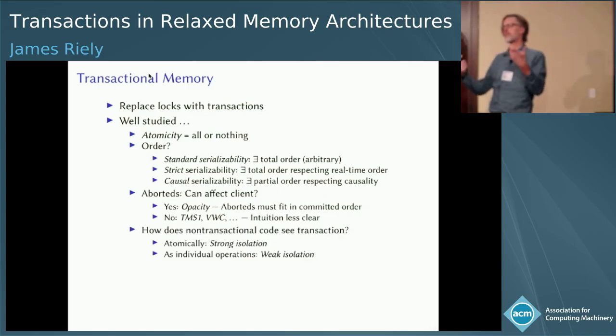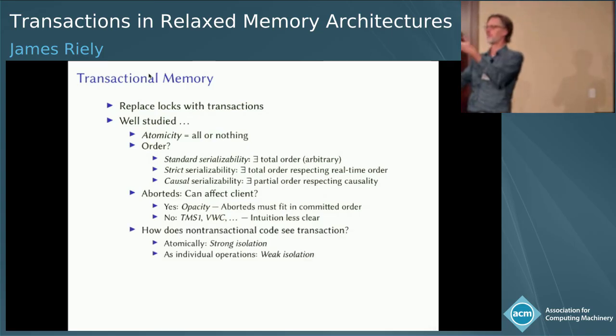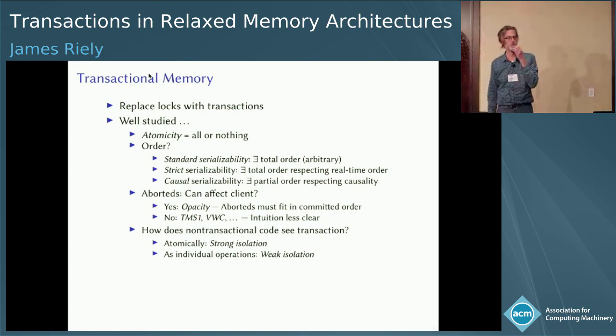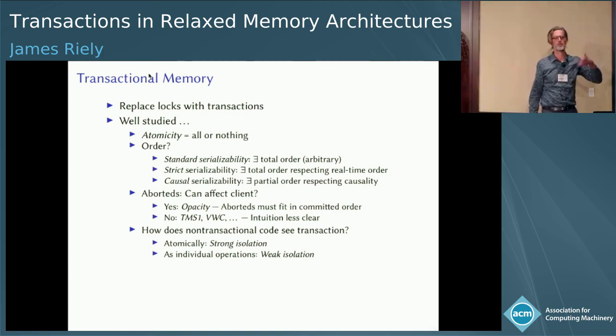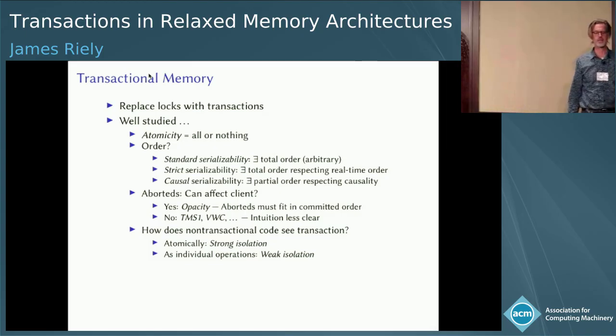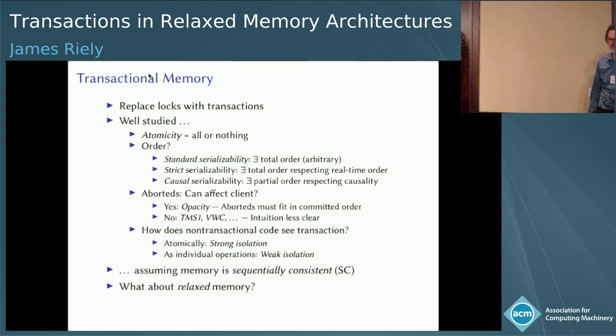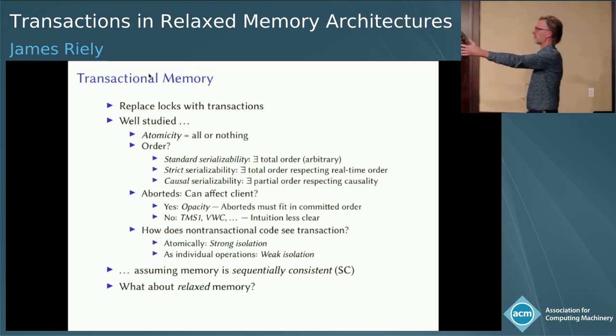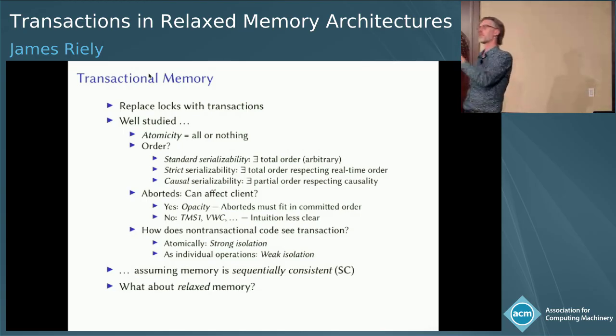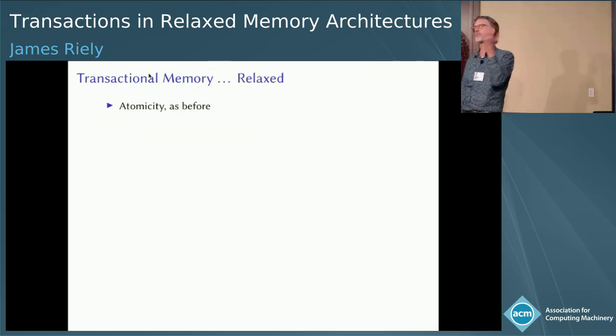There's also the status of non-transactional code. If we force atomicity between non-transactional and transactional code, we have something called strong isolation, but there are also weaker notions. So this is just to give you the lay of the land of all the things that we know about transactional memory. And what we'd like to do is simply ask all of these questions once again, but this time while we're relaxed.